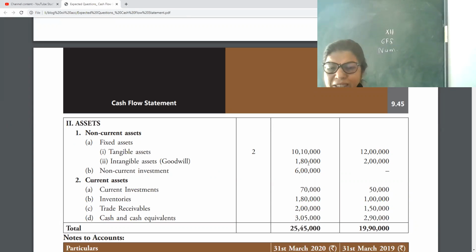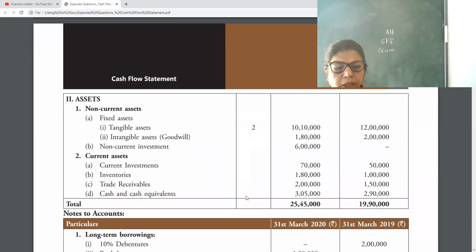Intangible asset is going down, written off. Then it should be added in operating activities as an adjustment. Very good. Then zero is the previous year's current investment, and this year it is 6 lakh of current investment. It means in investing activity 6 lakh rupees will be an outflow because that is investing. But current investment will be treated as cash and cash equivalent.